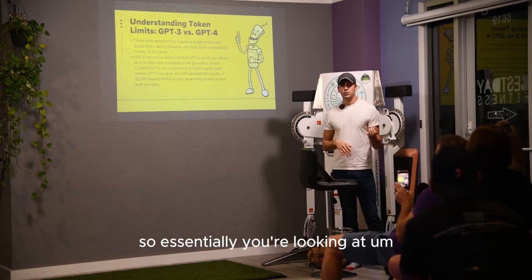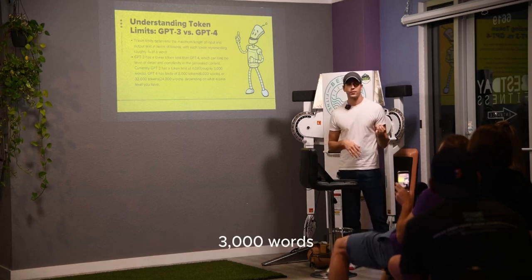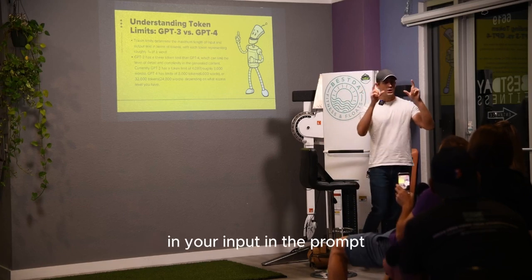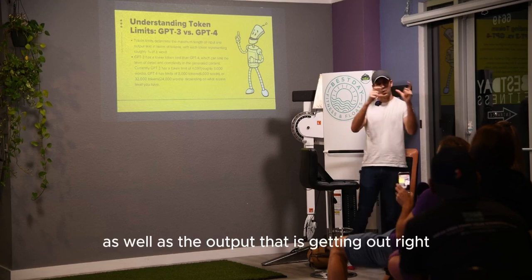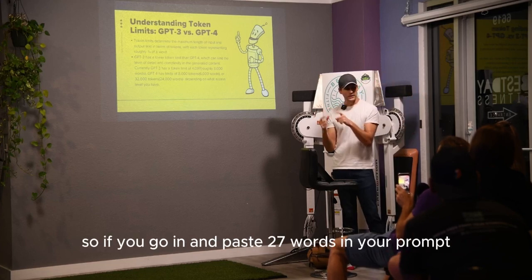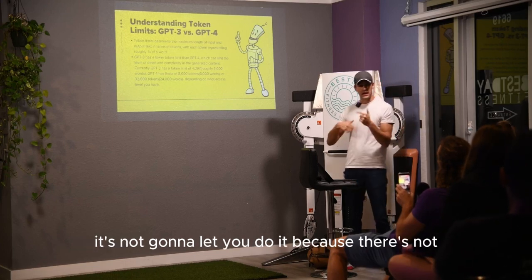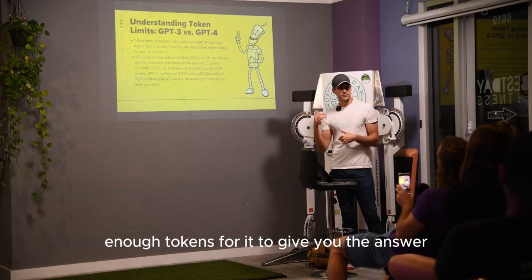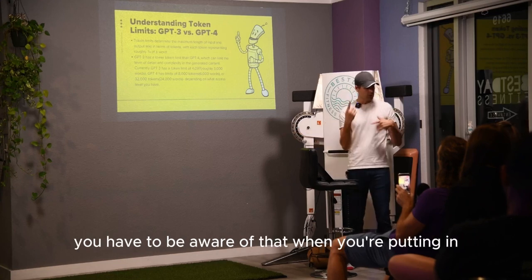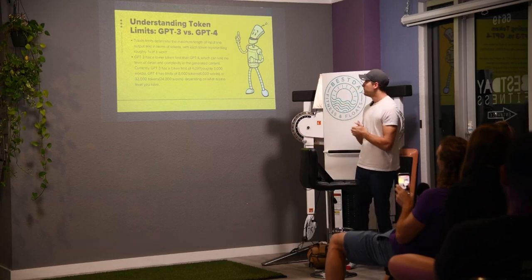So essentially you're looking at 3,000 words in your input in the prompt as well as the output that it's giving out, right? So if you go in and paste 2,700 words in your prompt, it's not going to let you do it because there's not enough tokens for it to give you the answer. You have to be aware of that when you're putting in your information.